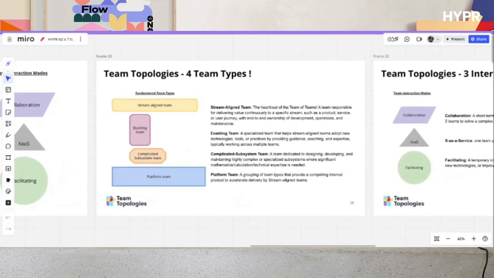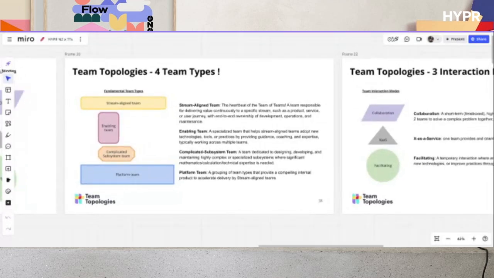We'll quickly go through the team types and interaction modes in case people aren't familiar with them.